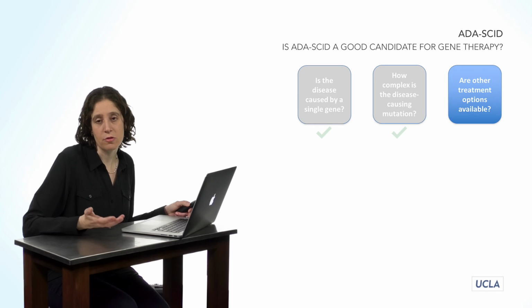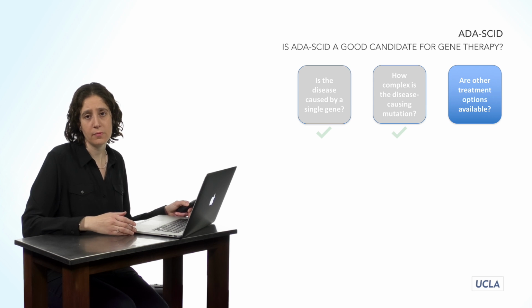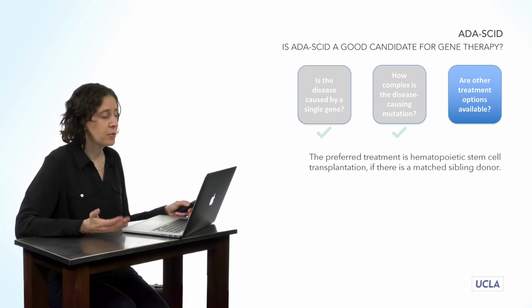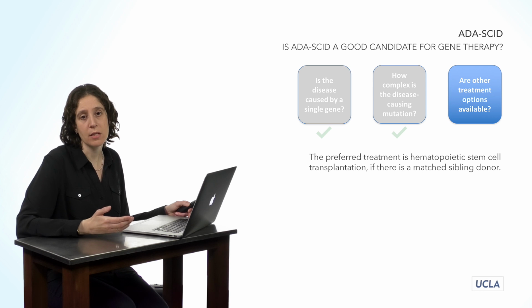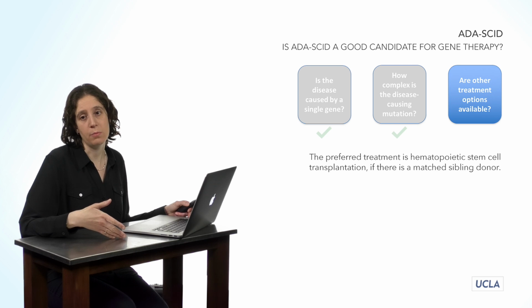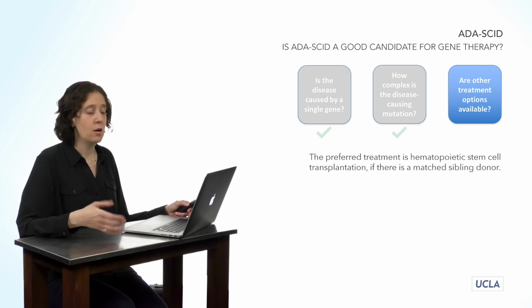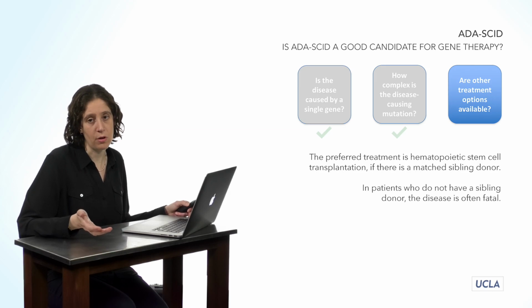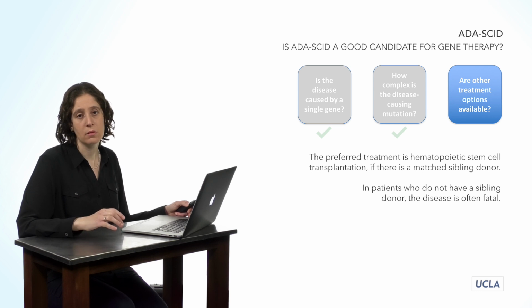And then finally, are there other treatment options available? In the case of ADA-SCID, the preferred treatment is actually hematopoietic stem cell transplantation if there is a matched sibling donor who can donate bone marrow. If there's a matched sibling donor, you can then reconstitute the patient's immune system from the transplanted stem cells. However, for this to work, the patient has to have a matched sibling donor, or the stem cells will be rejected by the patient's immune system. For patients who do not have a sibling donor, the disease is often fatal.